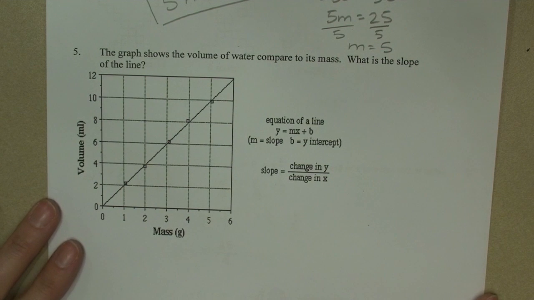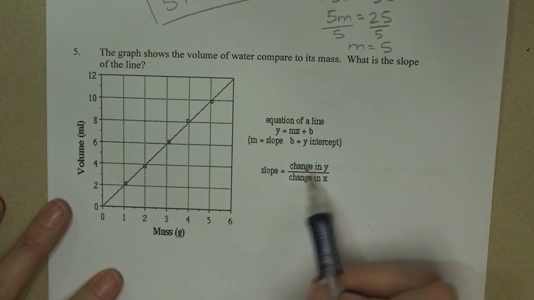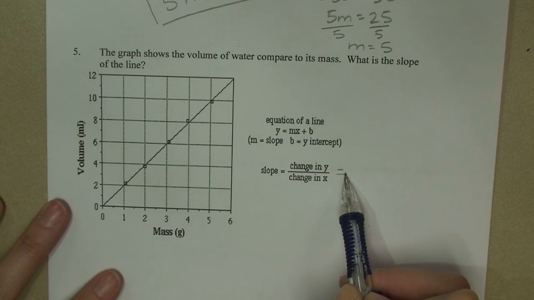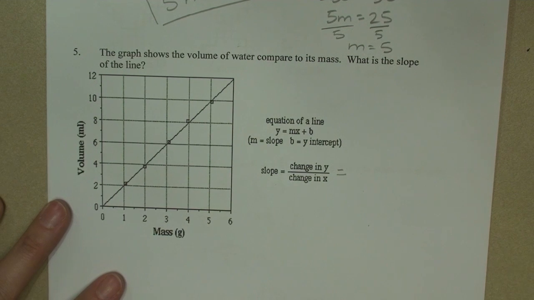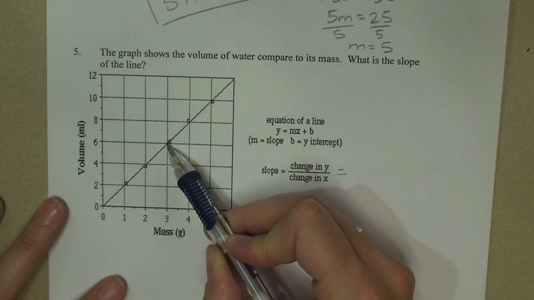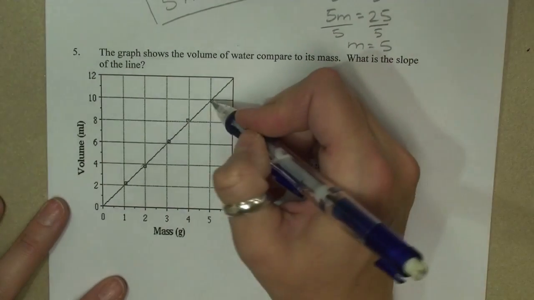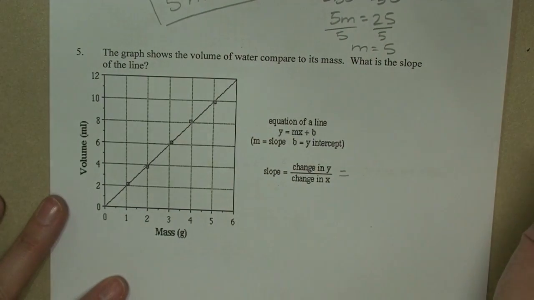Okay, the graph shows the volume of water compared to its mass. What is the slope of the line? Okay, so there's a little hint here. The slope of the line equals the change in y over the change in x. So remember when I used to say find 2 good points? That means they're right across the grid lines. Well, all of these are good points. Now, the little dots look wonky, and I don't know why that is. It's just the computer program that's used.